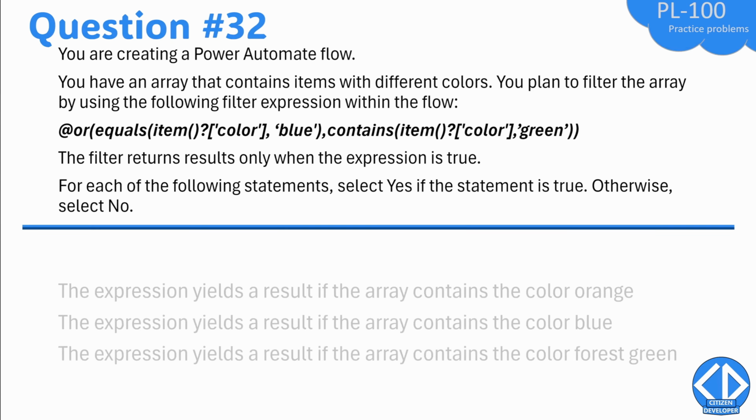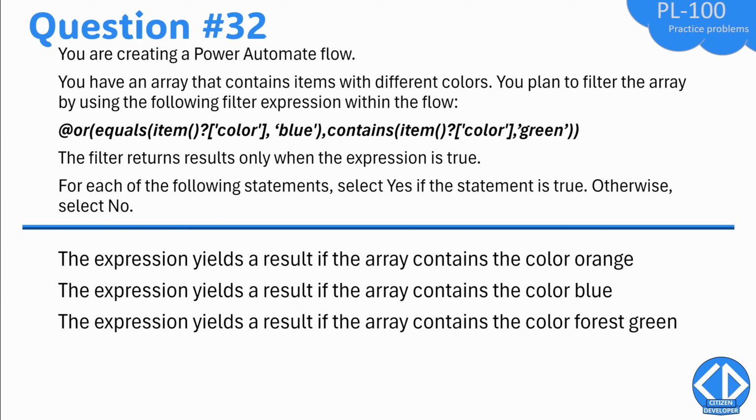So you are creating a Power Automate flow, and you have an array that contains items with different colors, and you plan to filter the array by using the following filter expression within the flow. Let's go ahead and follow my mouse here. I want to explain what this expression is doing. It's saying if the item color equals blue, or, because of this comma, the item color contains green, the filter returns results only when the expression is true.